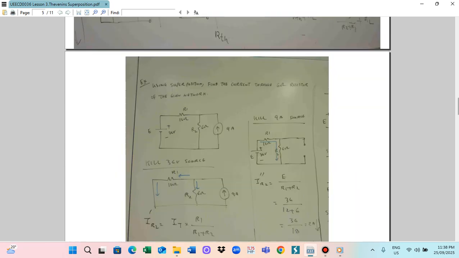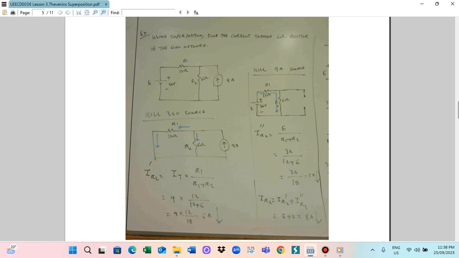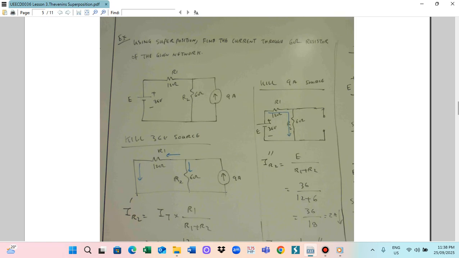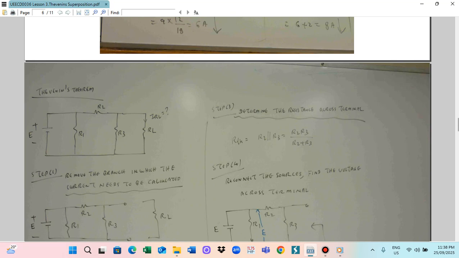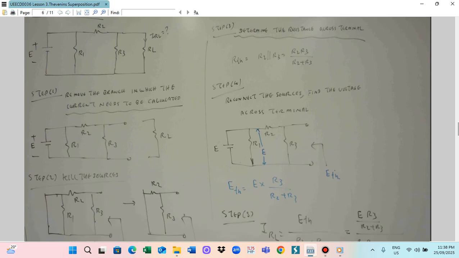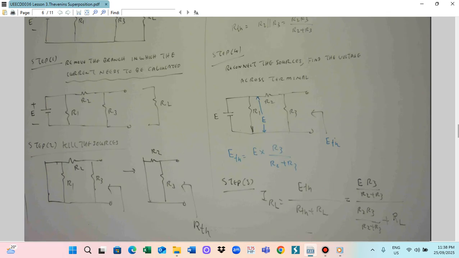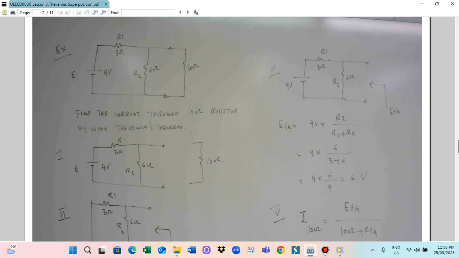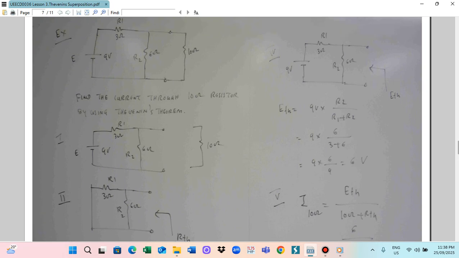Okay, so we need to find the current through the 10 ohm resistor by using Thevenin's theorem. So we have to follow the steps. First step, you need to remove the branch in which the current is to be calculated. In this case we want to find the current through the 10 ohm resistor, so we have to remove the 10 ohm resistor branch. So the 3 ohm R1 and the 6 ohm R2 will be left.